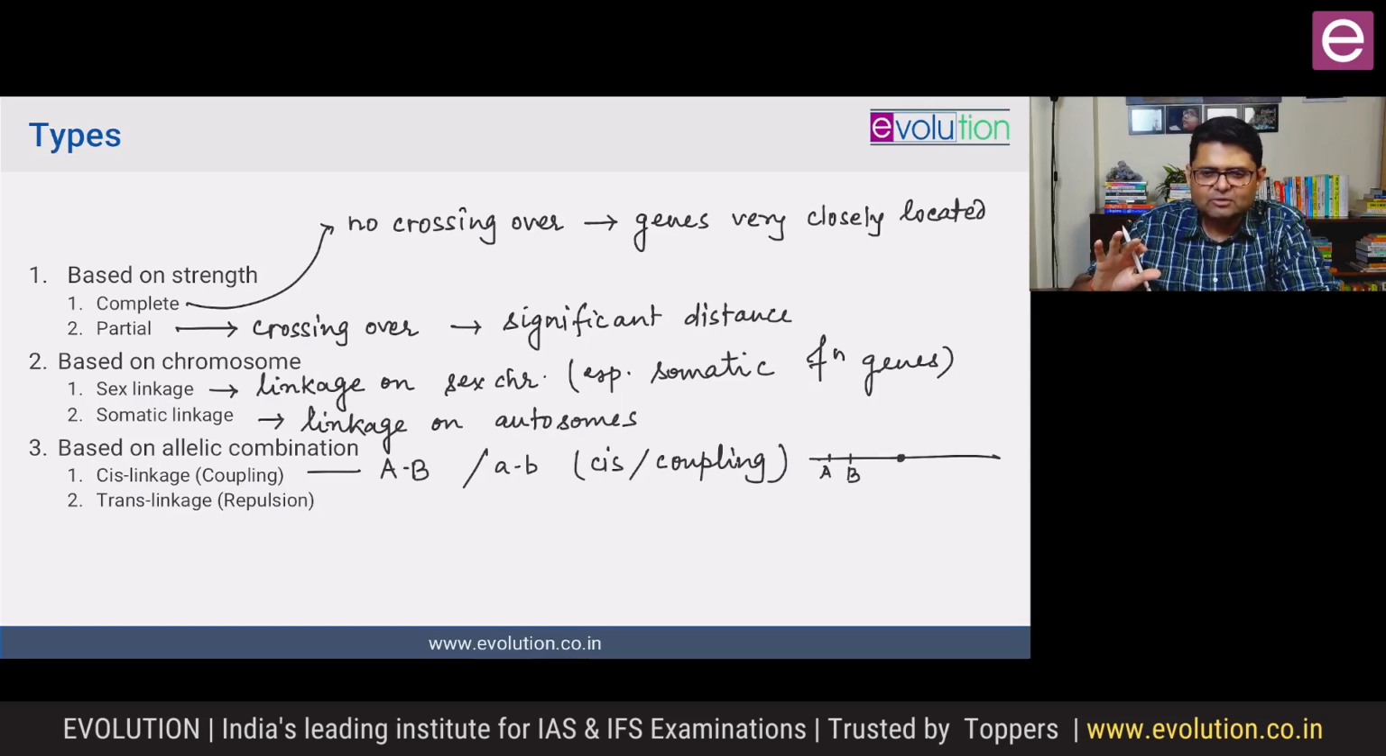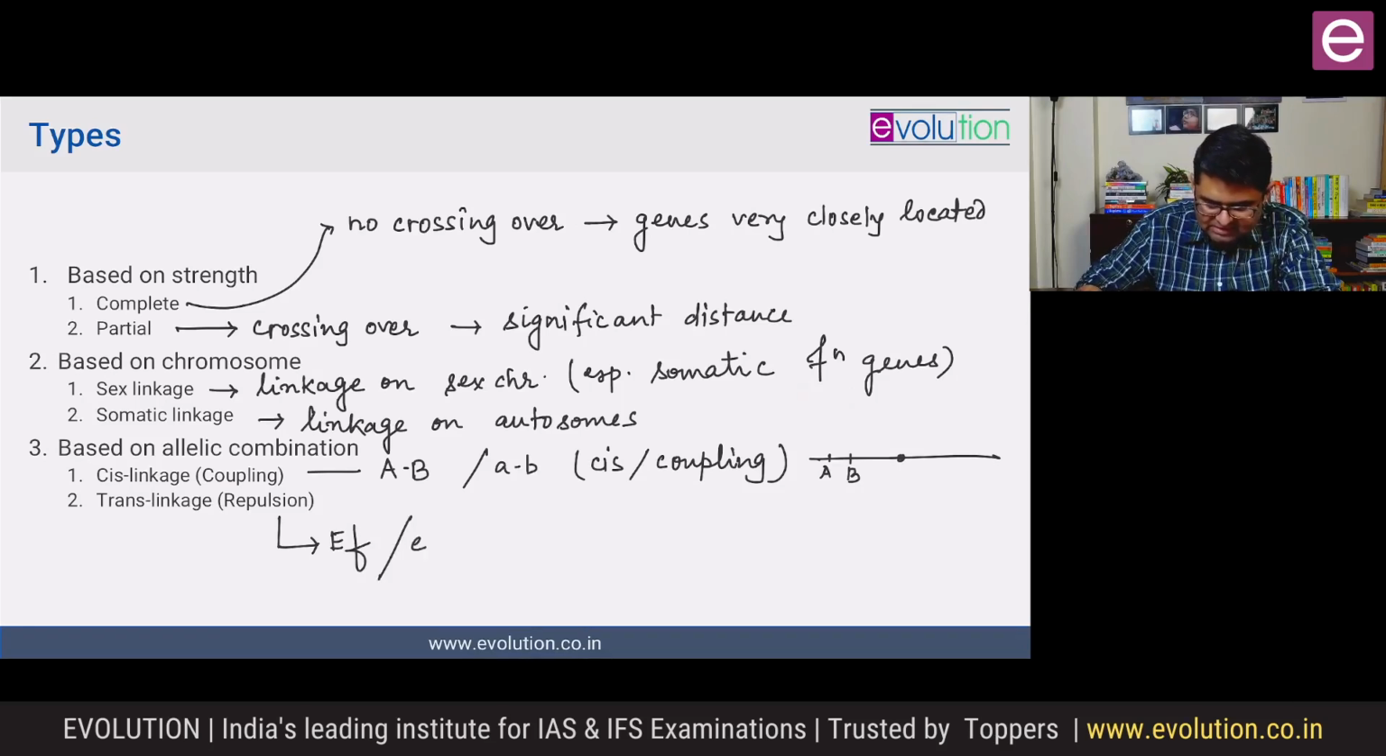What is written after somatic? This is my abbreviation for function. And what is trans linkage? Let's say there are two genes, E and F. What if dominant E is present with recessive F on the same chromosome, or recessive E is present with dominant F on the same chromosome? Then it will be called trans linkage or repulsion linkage. So that's what.